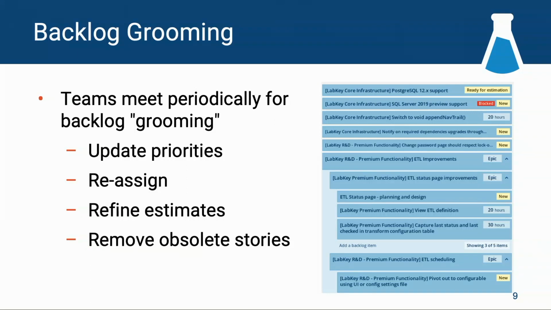Periodically, the various Kanban teams will groom their individual backlog to reprioritize as needed, refine estimates, reassign to other teams if need be, remove obsolete stories, all that sort of thing to keep the backlog up to date and relevant to the needs of users and LabKey.